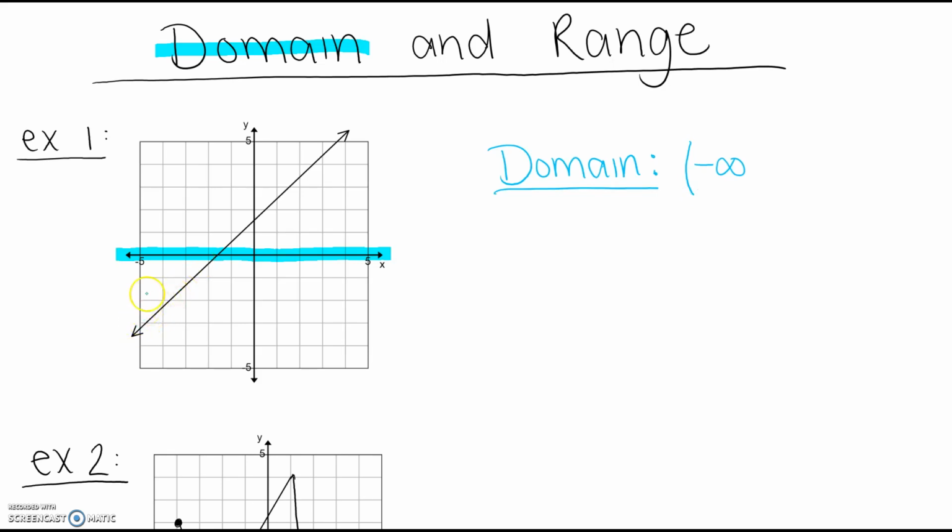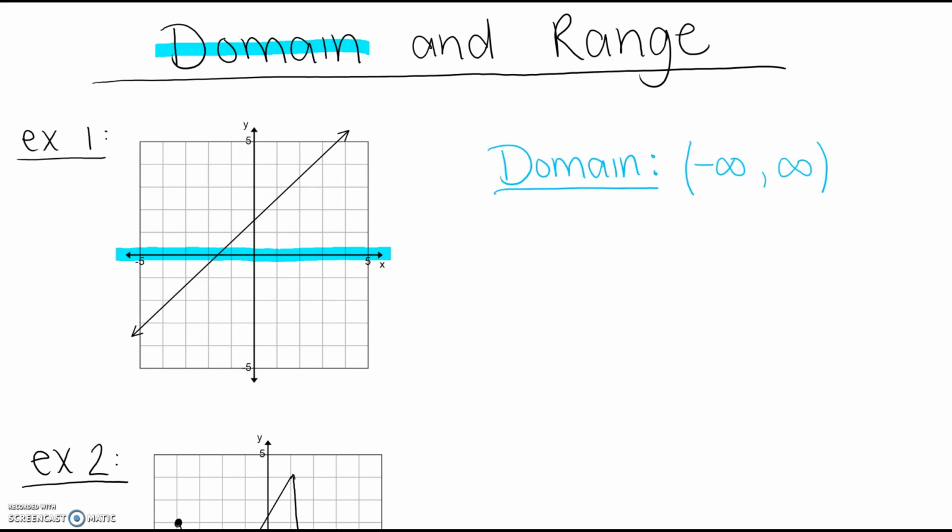Then we need to look, okay, going to the right, it's continuing. We still have x values, and there's an arrow, which means it's going to keep going. So we're going from negative infinity to positive infinity. And we can't include that because infinity is not a number, so we use soft brackets.